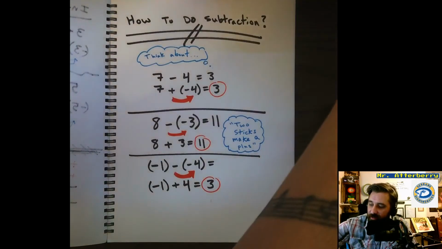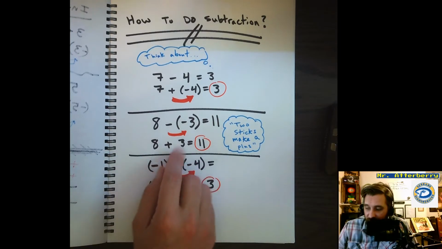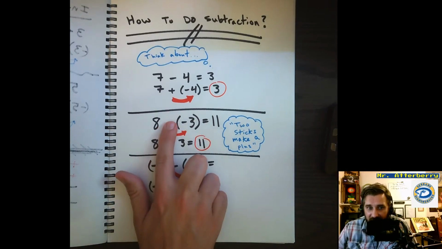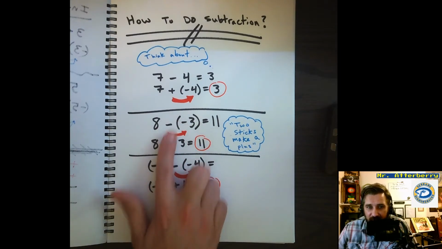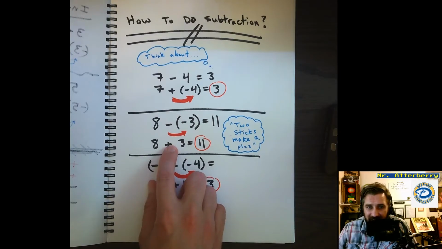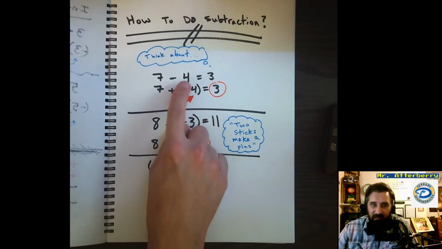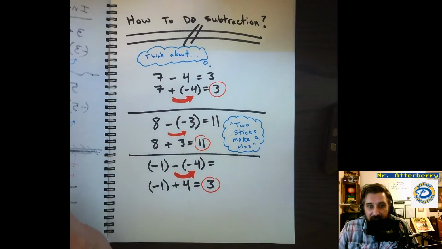So let's take a look at these two examples. 8 take away a negative 3. 8 minus negative 3. This one comes up sort of a lot, problems just like this. So we take that minus sign of subtraction, we push it to the second number and we change that sign. So the subtraction becomes an addition problem, a plus sign, and that negative 3 becomes a positive 3. Just like this positive 4 became a negative 4, remember I used the words, you change the sign, so I take this negative 3 and I make it a positive 3.